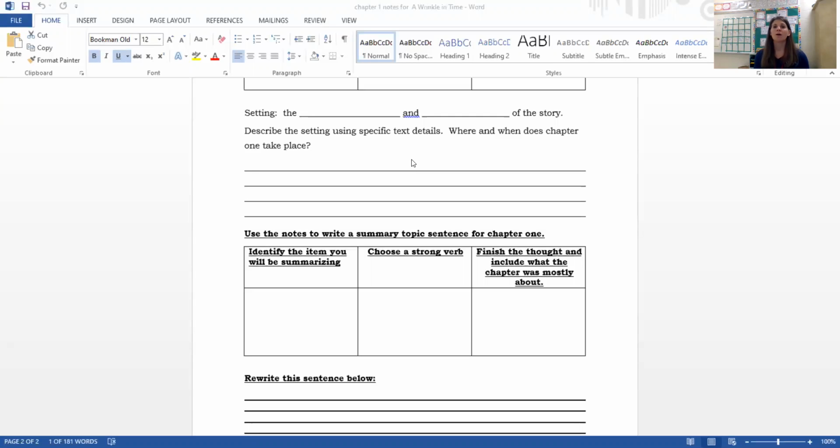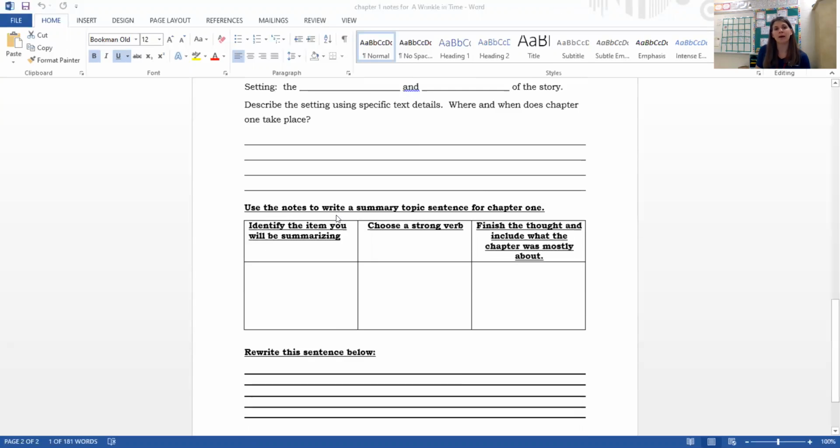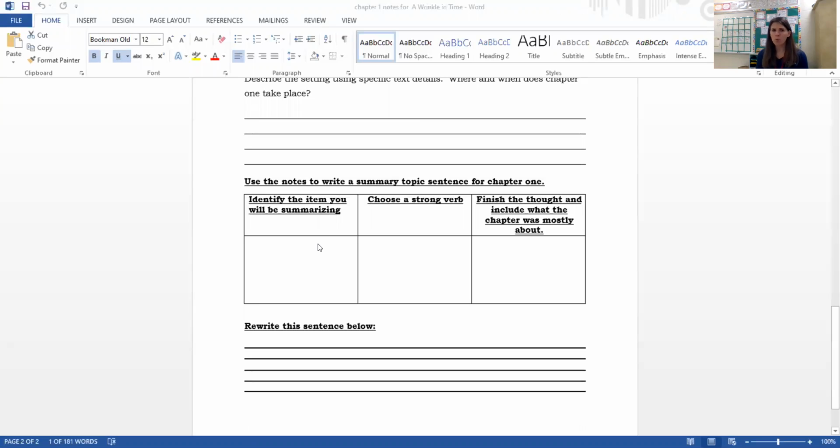Whatsit. What I really want to spend time talking about is this bottom part, where it tells you to use the notes to write a summary topic sentence for chapter 1. We spent some time previously discussing writing strategies and talking specifically about topic sentences. That was for informational writing, and it will absolutely work for our ACE answers that we'll be doing with the future chapters. But the topic sentence for a summary works a little bit differently.